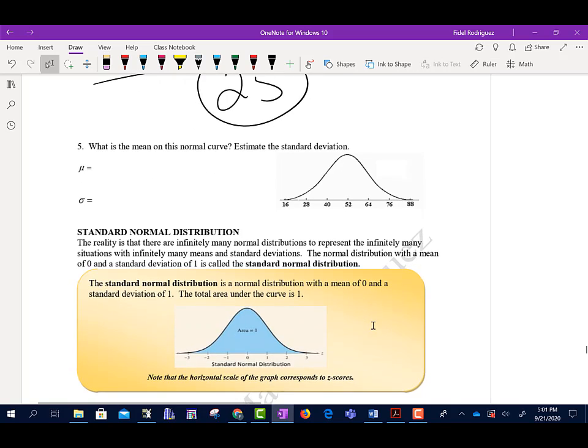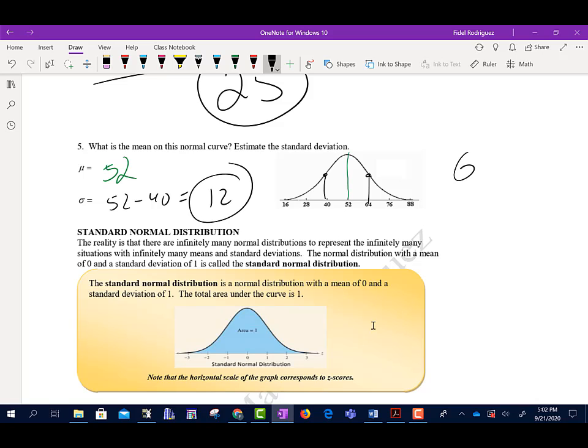So another problem, very similar. What is the mean of the normal curve and estimate the standard deviation? Let's go for the mean. We're going to go straight down. That looks to be 52. My standard deviation is going to be right here where I have those inflection points. Go down, so we can take 52 minus 40, and wouldn't that be 12? Or if you wanted to do 64 minus 52, you'd still get 12. So either way you do it, you're going to get the same answer.